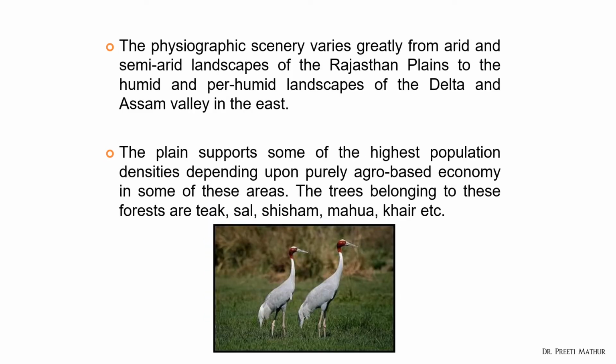Now, the physiographic scenery varies greatly from arid and semi-arid landscapes of the Rajasthan Plains to the humid and per-humid landscapes of the Delta and Assam Valley in the east. The plain supports some of the highest population densities depending upon a purely agro-based economy. In some of these areas, the trees belonging to these forests are teak, sal, shisham, mahua, kher, etc.